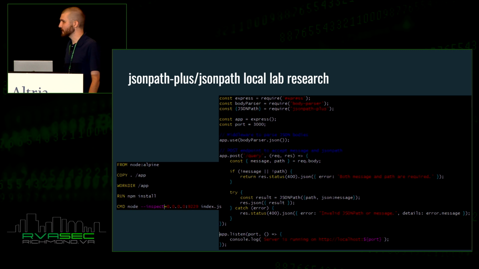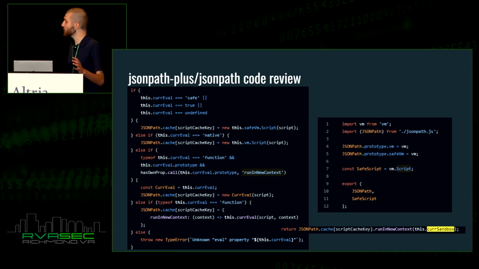So I set up a lab. It's basically the same code, but we swap out jsonpath for jsonpath-plus. It's the same Dockerfile, so we can attach our Chrome DevTools debugger and start tearing it apart. Reviewing the code of this implementation, it's a lot more straightforward how it does evaluation. Effectively, what it ultimately does is use vm from Node.js for execution, and it uses vm.Script runInNewContext. This is some functionality that's built into Node.js.